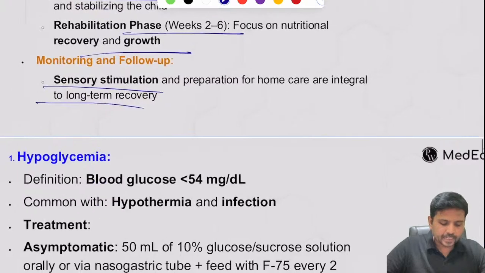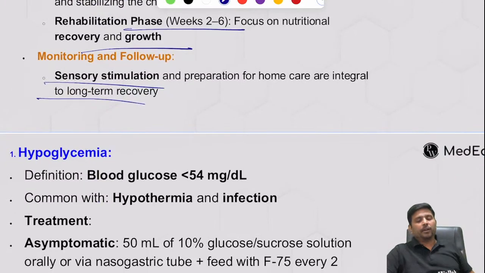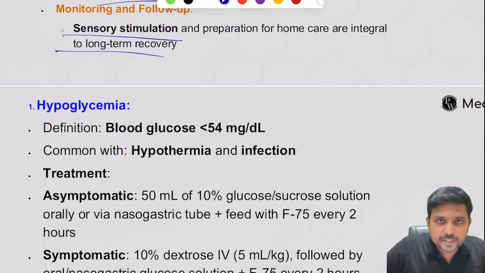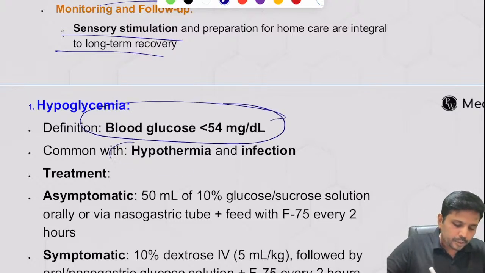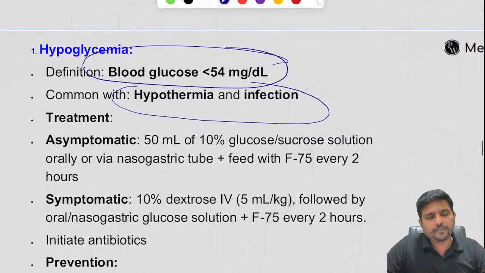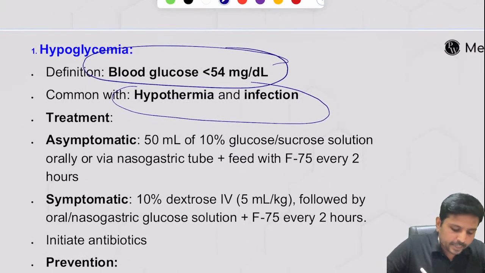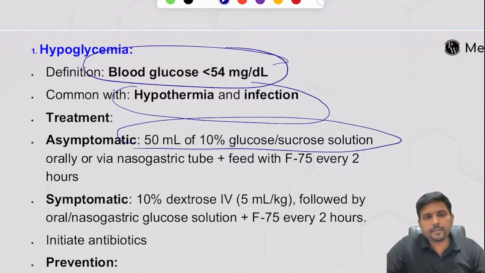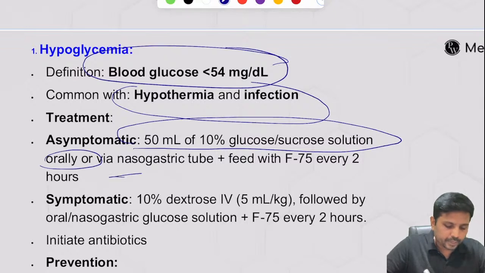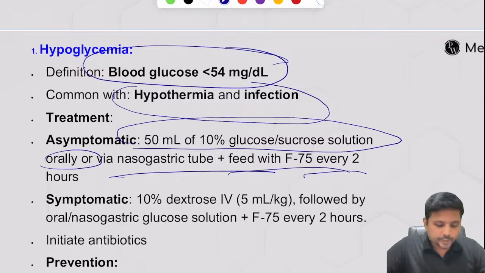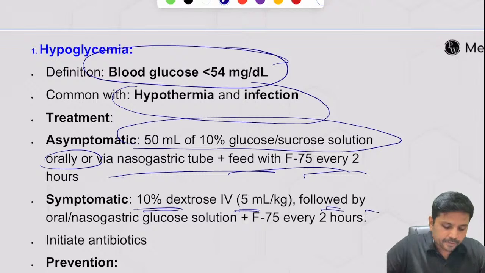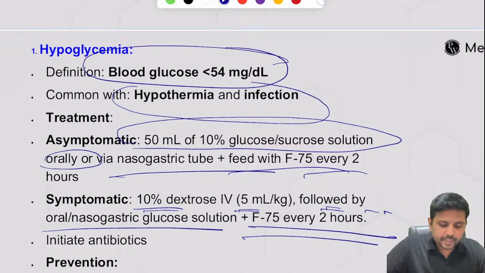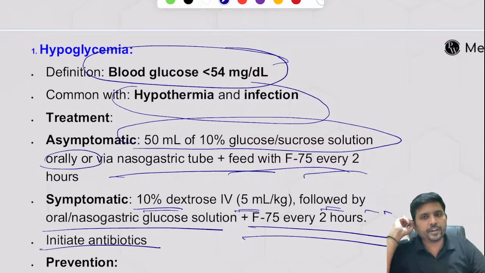Sensory stimulation as usual. Remember, what is called hypoglycemia? Hypoglycemia is defined as a blood sugar of less than 54 milligram per deciliter, usually associated with hypothermia and infection. If they are asymptomatic, you can give 50 ml of 10% dextrose via nasogastric tube, or else you can give 5 ml per kg of 10% dextrose through nasogastric tube or IV, and then followed by F75 formula every 2 hours.